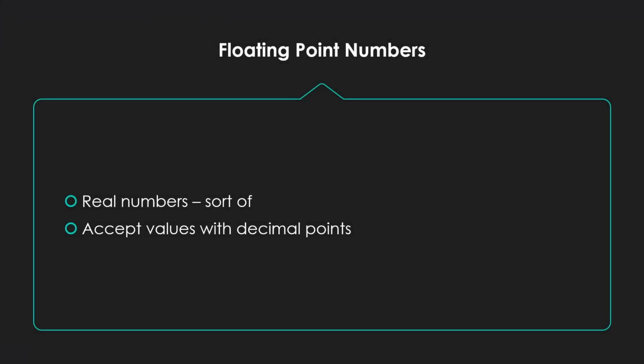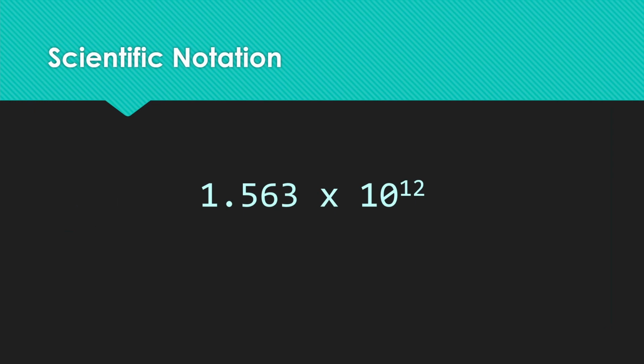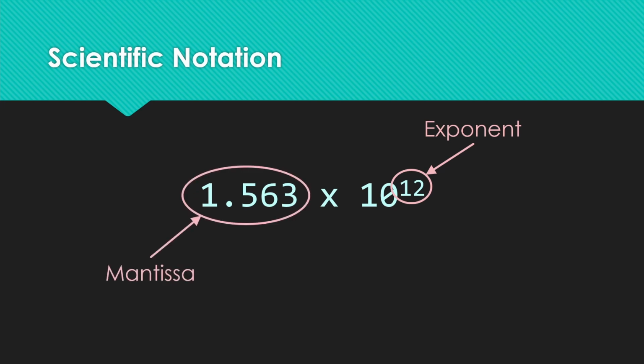Okay, so the next type of number I'd like to talk about is floating point numbers. These are kind of like real numbers, but not exactly. They do accept values that have decimal points. So what we actually have is something like scientific notation. So in school at some point, you probably have learned about scientific notation, also sometimes called exponential notation. And what we do here is we have an exponent, a value times 10 to the 12th. So the value times 10 to some exponent. And this value that we're multiplying is called the mantissa.